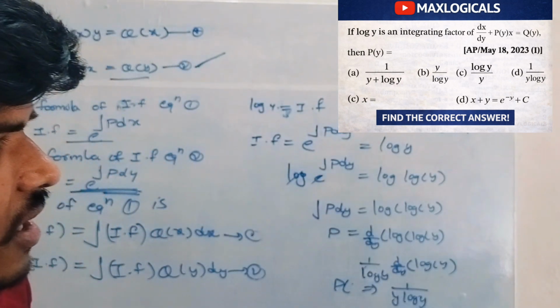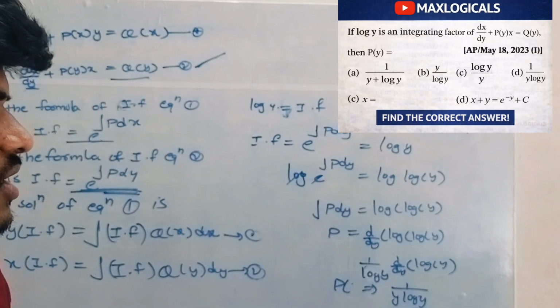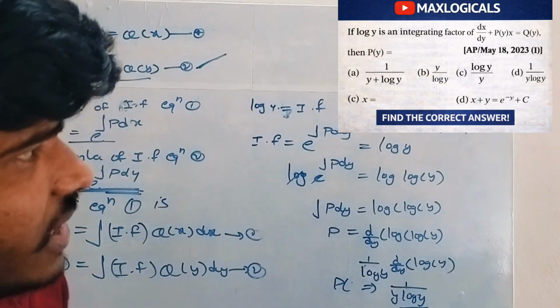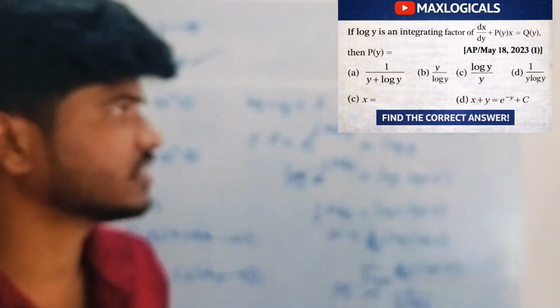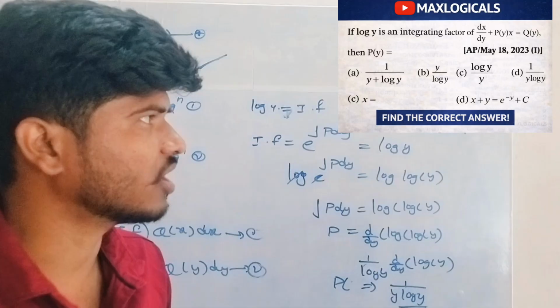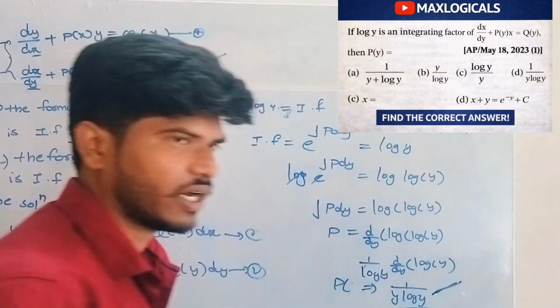Now we check the options. Option A, 1 by y plus log y, is a wrong answer. Option B, 1 by y by log y, is a wrong answer. Option C, log y by y, is a wrong answer. Option D is the right answer.